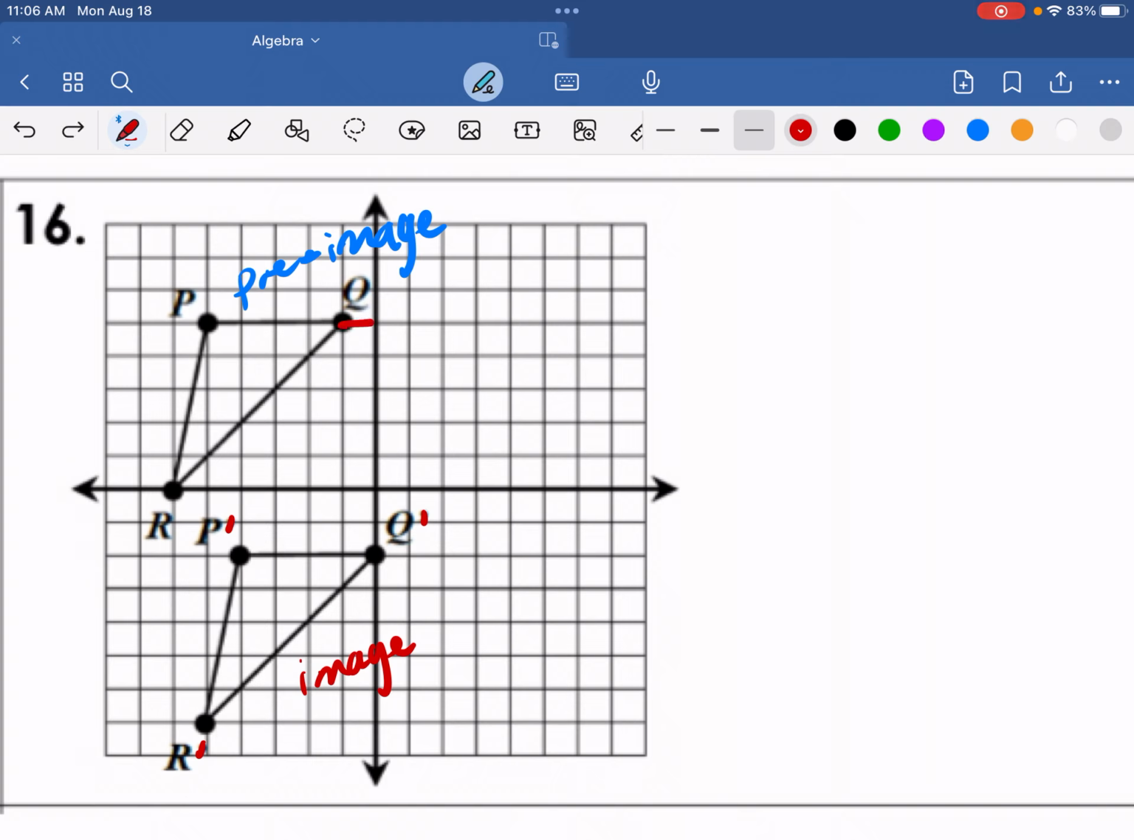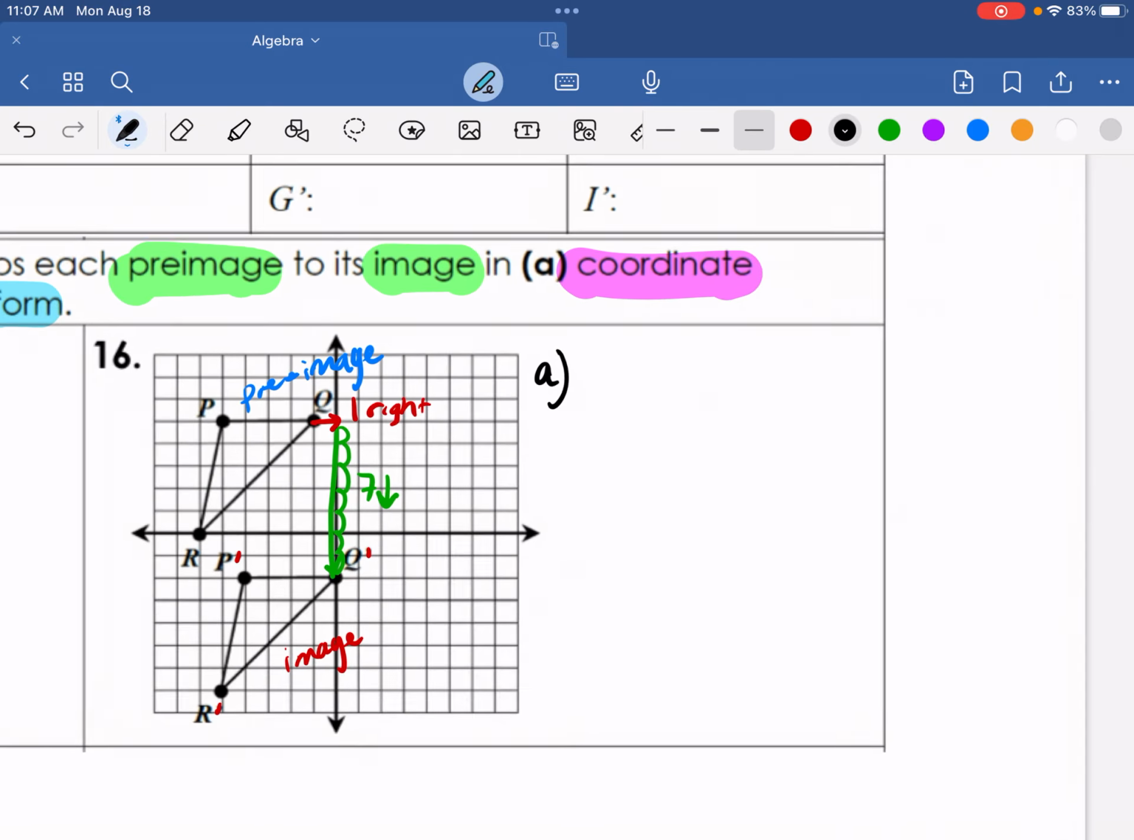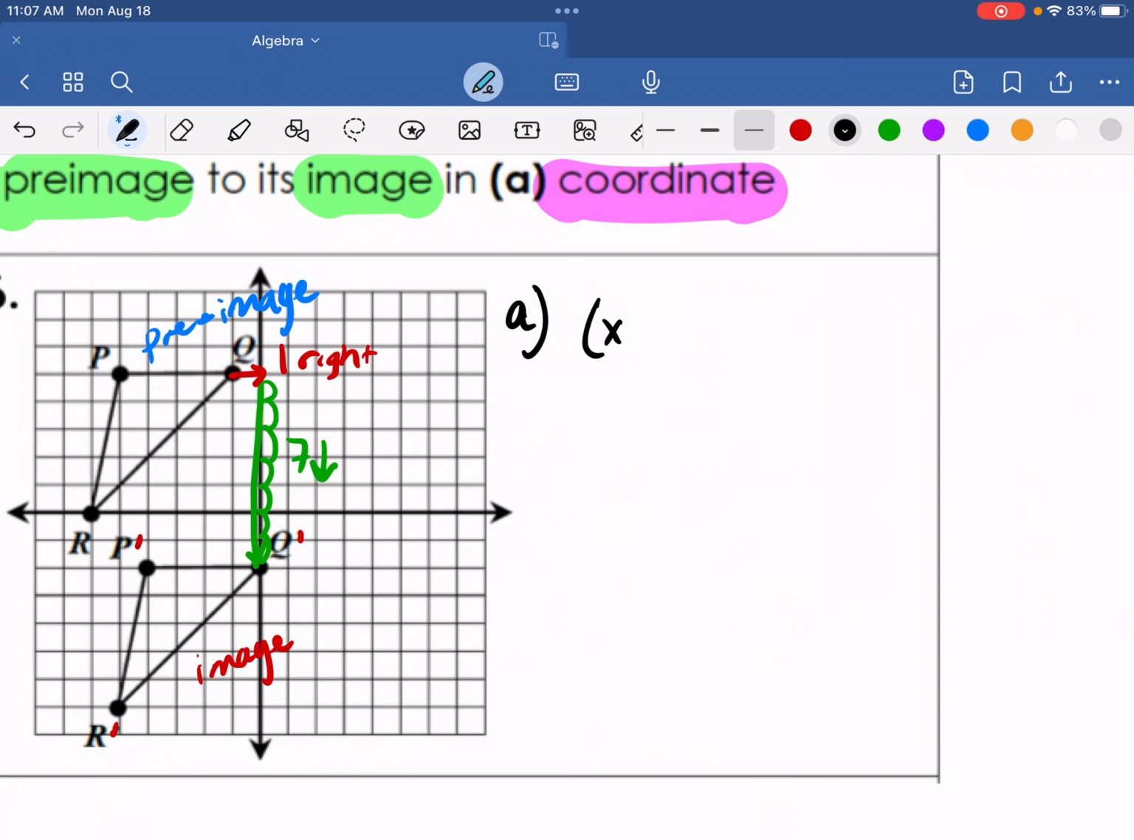Left or right? Right 1, 1 to the right. And then up or down? Down. Count 1, 2, 3, 4, 5, 6, 7. So that's 7 down. So the directions say, A, write it in coordinate notation form. So that's last week. Last week it would be X comma Y. You have to write that part.